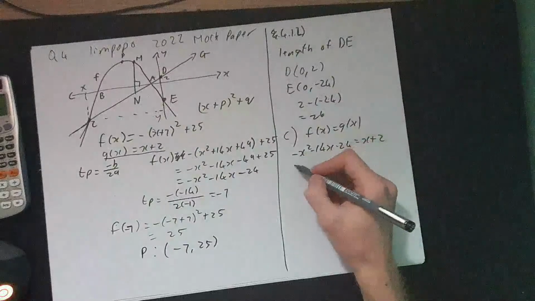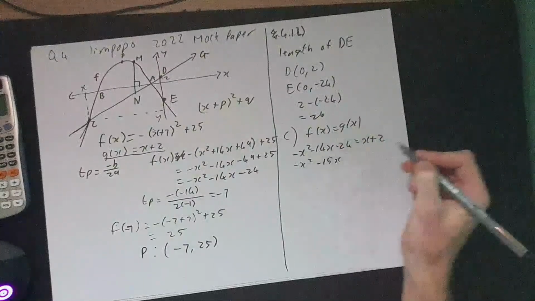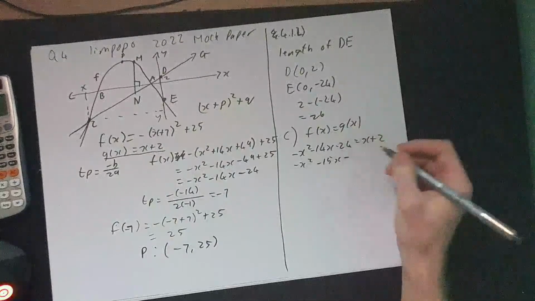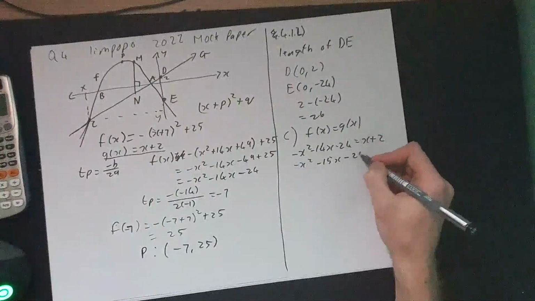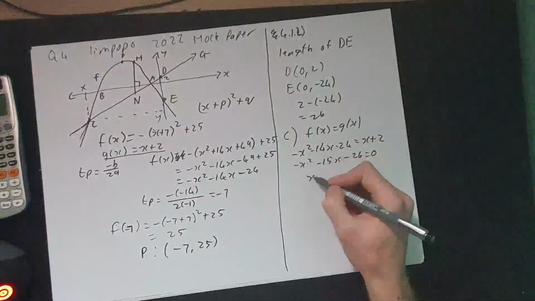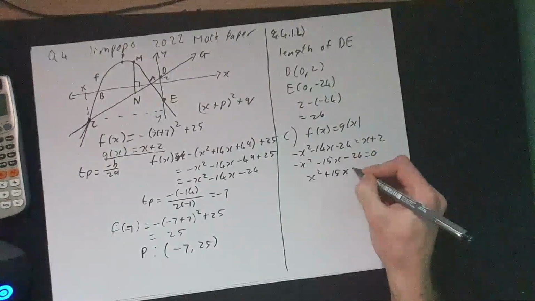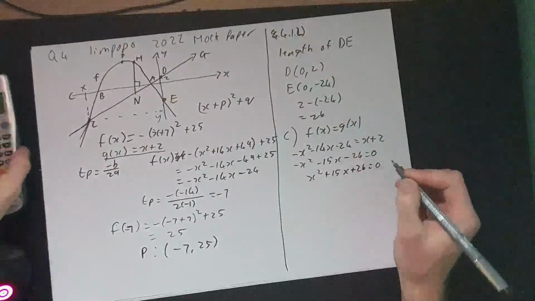So therefore we have minus x squared. Take that over, it's minus 15x. Take that over, it's minus 26 equals 0. Divide out by a negative to make life easy. So x squared plus 15x plus 26 equals 0.